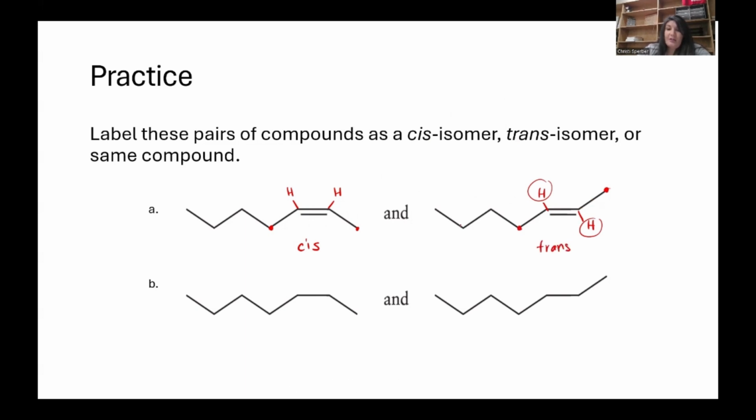All the others have the same molecular formula, so it's the same compound. The only difference is the orientation around this bond, the 3D orientation. So these are cis-trans isomers.